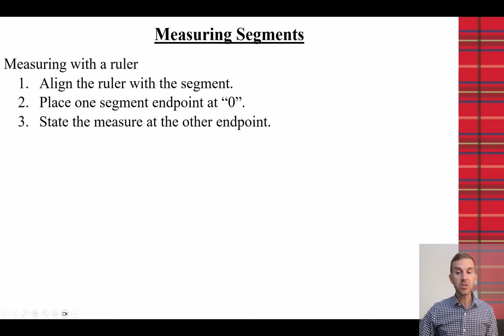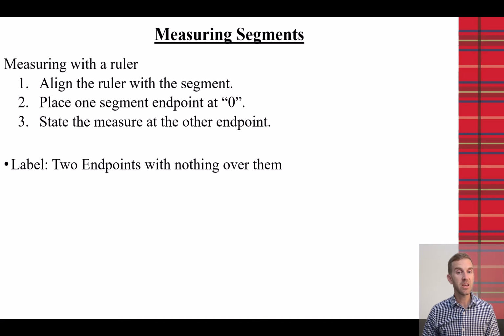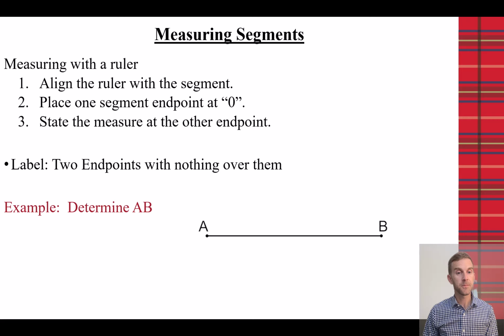Now, when we want to measure a segment with a ruler, we want to make sure to align the ruler with the segment. Most often, we start at 0 on the ruler and then measure to the other endpoint. You can do variations of this, but this is the most common thing that is done. And when we talk about that measurement, again, we're just going to label the two endpoints and nothing over them. That's important.